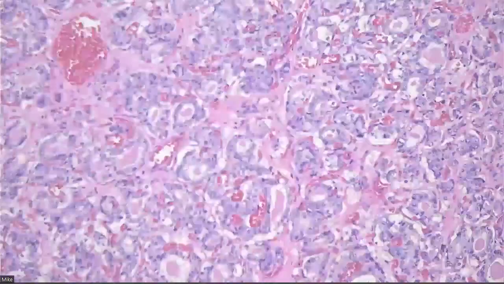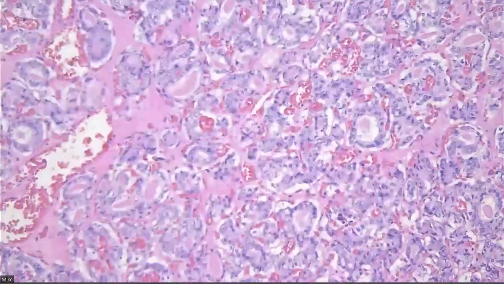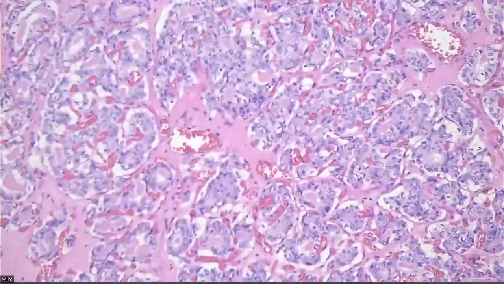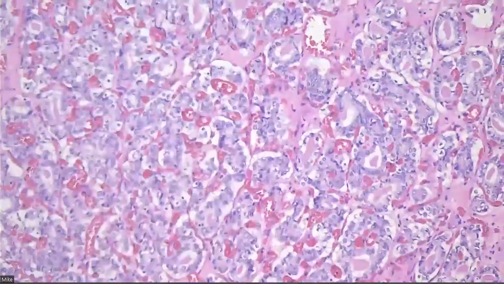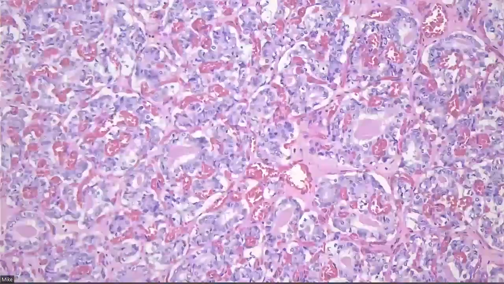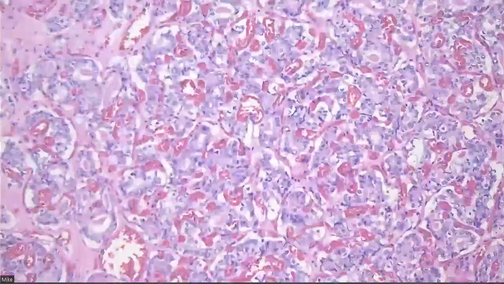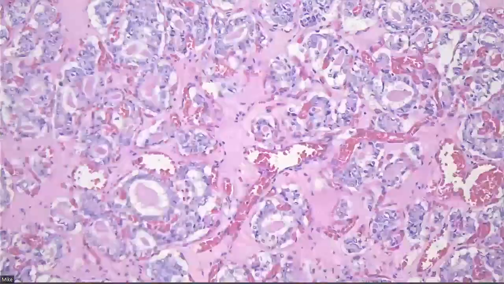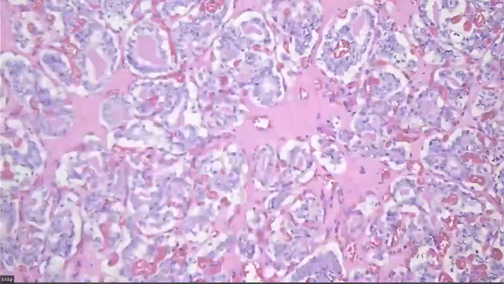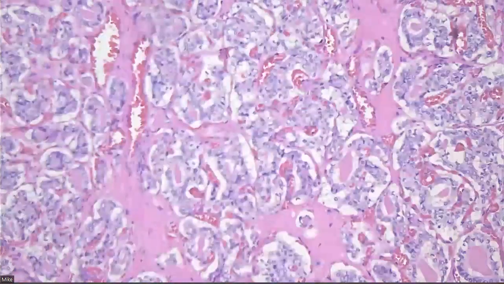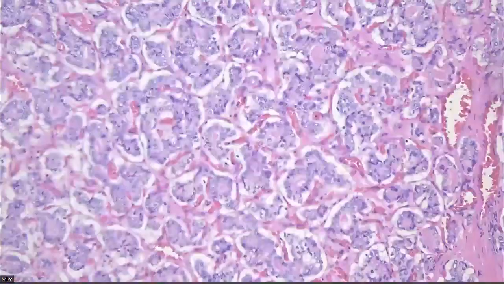So who is worried about papillary carcinoma here? Yes, we got a lot of hands raised. Okay, good. So what do you want to do in this case? What's going to help you? BRAF. Okay, good. So what percent of papillary carcinomas are positive for BRAF?